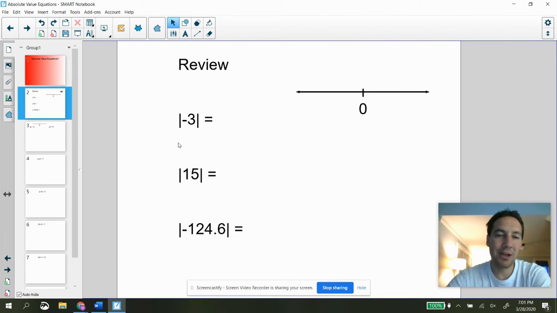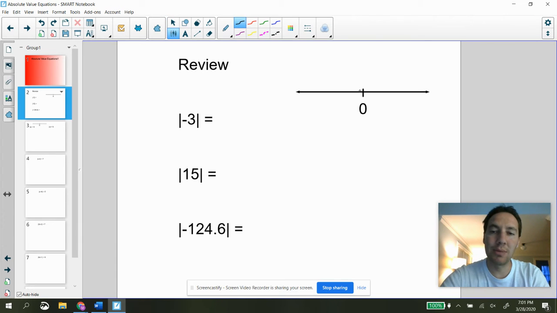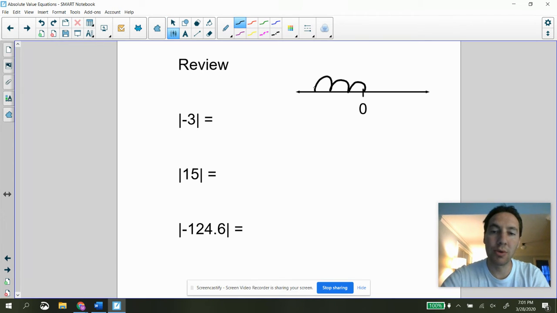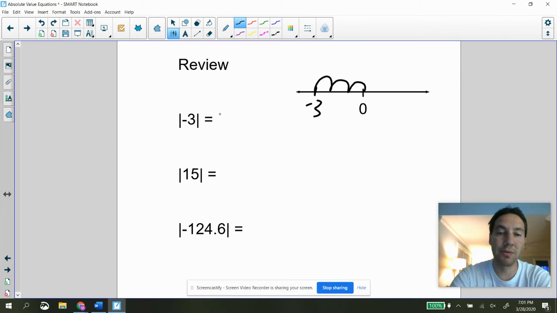So absolute value, those are those two vertical lines around the -3 here. The textbook definition is how far, or the distance, a number is away from zero. So right here, -3, it's going to be 1, 2, 3. Here's -3. -3 is 3 away from 0, so the absolute value of -3 is 3.